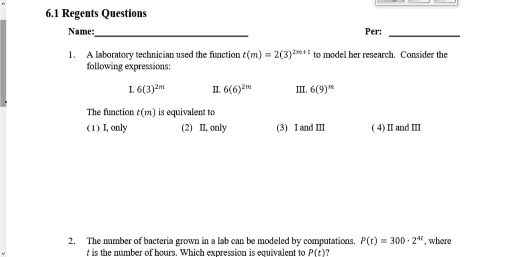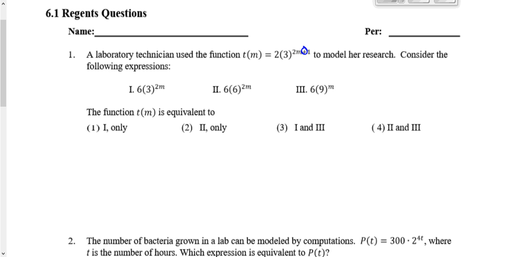Let's look at the next stuff. Take a look at this first one here. Formula: lab technician, business function T of M equals 2 times 3 to the 2m plus 1. Let's think about what that means. Do you notice up in the exponent here, and think of our rules, there's certain times when we add exponents and certain times when we multiply them. Is there something up here being added? Plus 1. So that means that it came from doing what? Power times a power or power to a power?